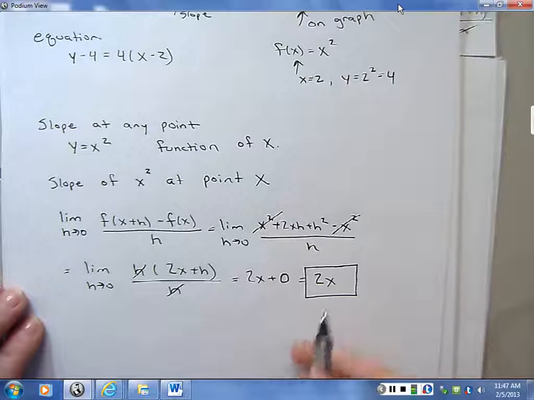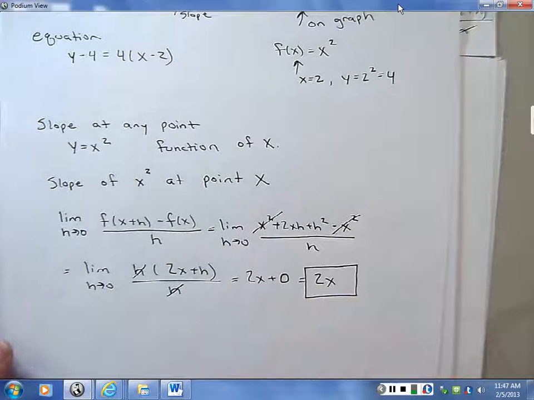This tells me the function for the slope at any point. So if I plug in 1, what's the slope? If I plug in 2, what's the slope? 4. If I plug in 3, what's the slope? 6. So you can see this is beneficial when I want to talk about the slope at multiple points. But only for y equals x squared. Only for this function, y equals x squared.